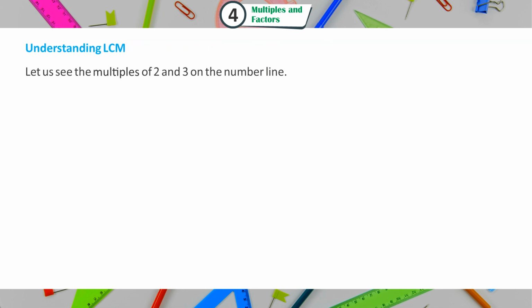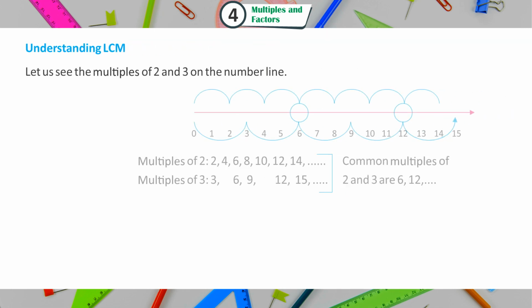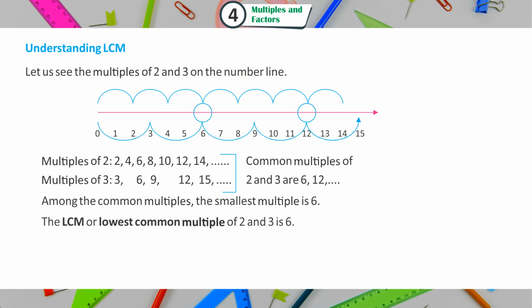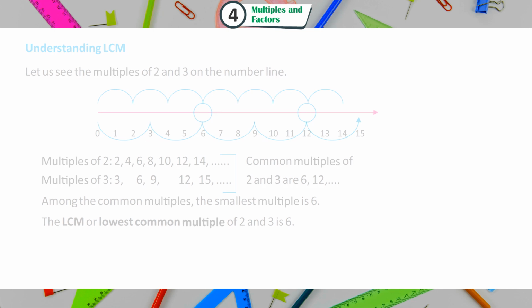Understanding LCM. Let us see the multiples of 2 and 3 on the number line. Multiples of 2: 2, 4, 6, 8, 10, 12, 14. Multiples of 3: 3, 6, 9, 12, 15. Common multiples of 2 and 3 are 6, 12. Among the common multiples, the smallest multiple is 6. The LCM or lowest common multiple of 2 and 3 is 6.